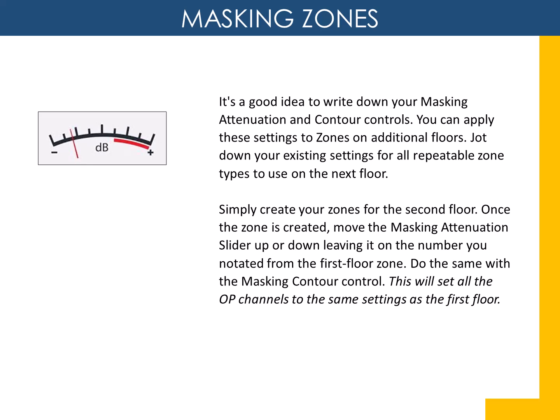Once the zone is created, move the masking attenuation slider up or down, leaving it on the number you notated from the first floor zone. Do the same with the masking contour control. This will set all the OP channels to the same settings as the first floor.